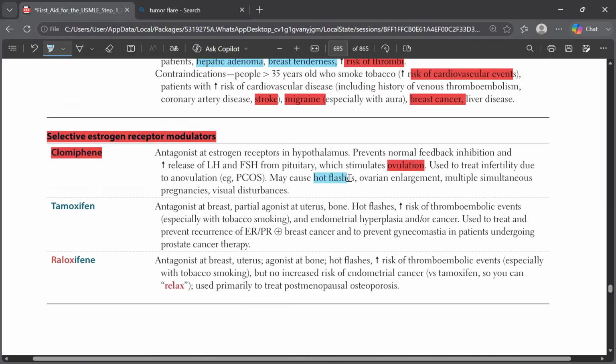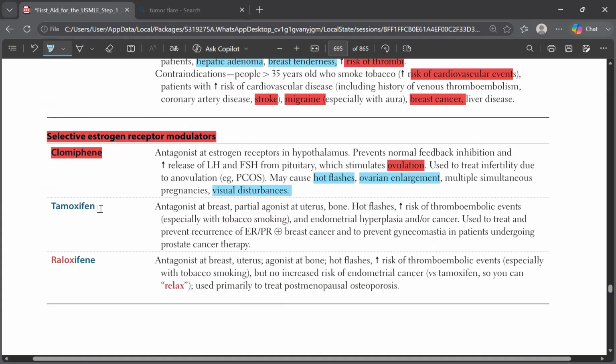Hot flashes, because there's going to be an increase in LH and FSH, there's going to be ovarian enlargement, and because there is a lot of LH and FSH, there's going to be an increase in estrogen in the body, but the estrogen receptors in the hypothalamus have been antagonized, so it cannot detect it. So because of this increase in estrogen, there are going to be hot flashes, ovarian enlargement, and multiple simultaneous pregnancies, because there's going to be a lot of ovulations and you never know which ova are going to be fertilized by sperm and which are not. And so there can be multiple simultaneous pregnancies and visual disturbances.